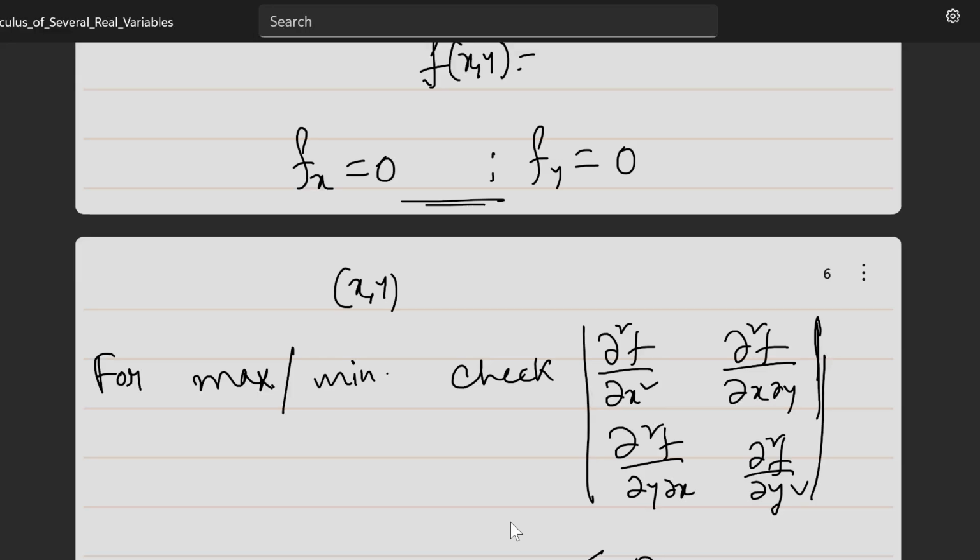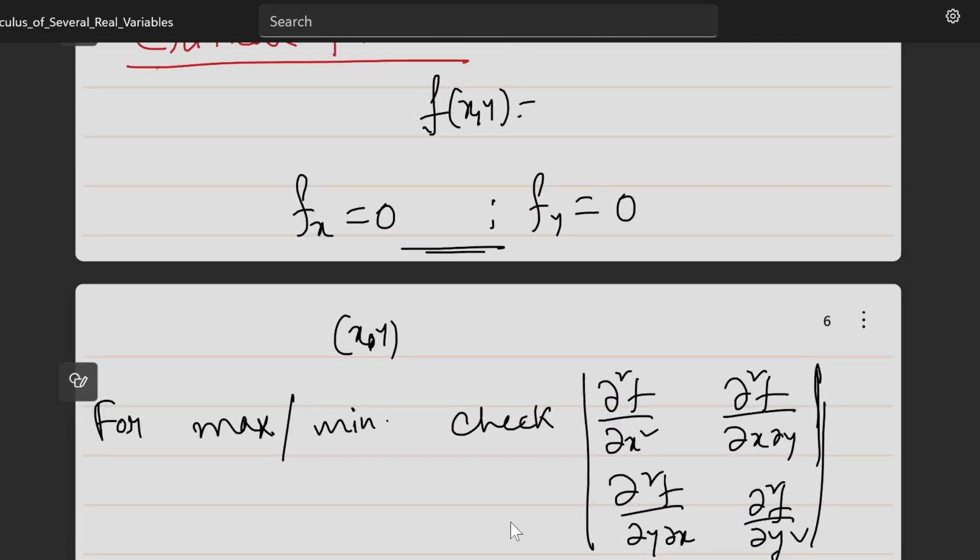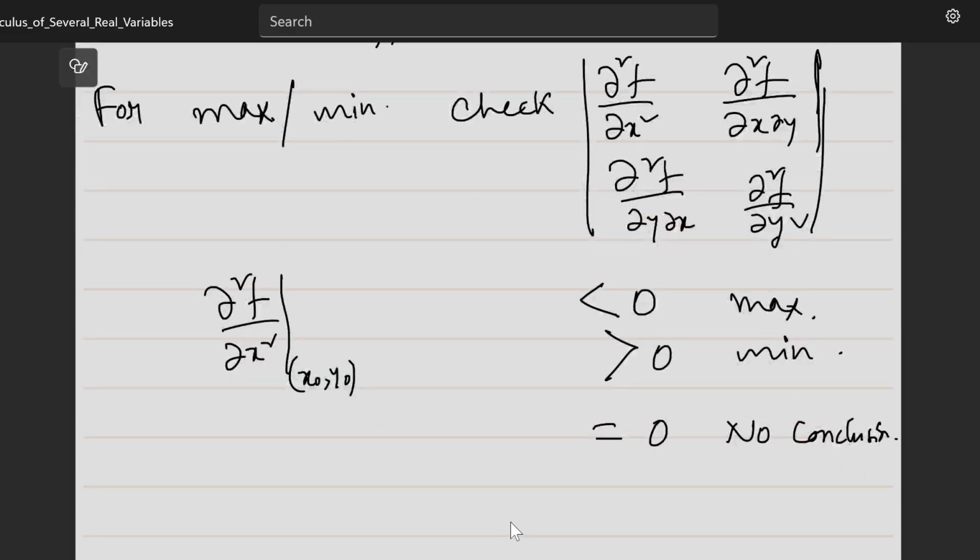If it is equal to 0, it has no conclusion. Provided there is another condition: del 2f del x2 at that point x naught, y naught, some point, is positive, and my Jacobian is negative, then it has local maxima.